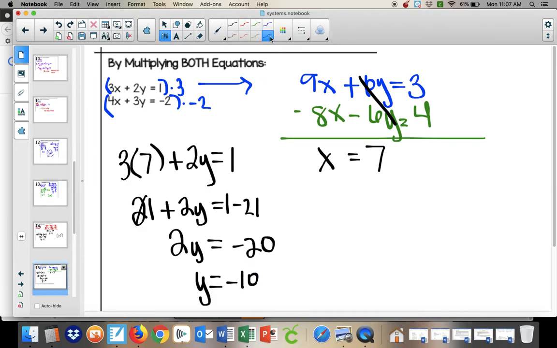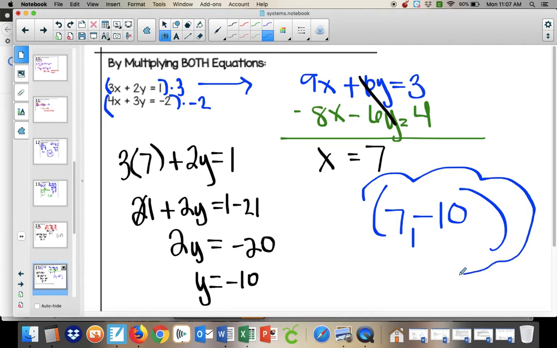Let's quickly check. So 3 times 7 is 21. 2 times negative 10 is negative 20. So 21 take away 20 is 1. Correct. 4 times 7 is 28. 3 times negative 10 is negative 30. 28 take away 30 is negative 2. So our answer is 7, negative 10. And again, this solution is telling us where on the graph the two lines intersect. It is showing us what coordinate point makes both equations true.